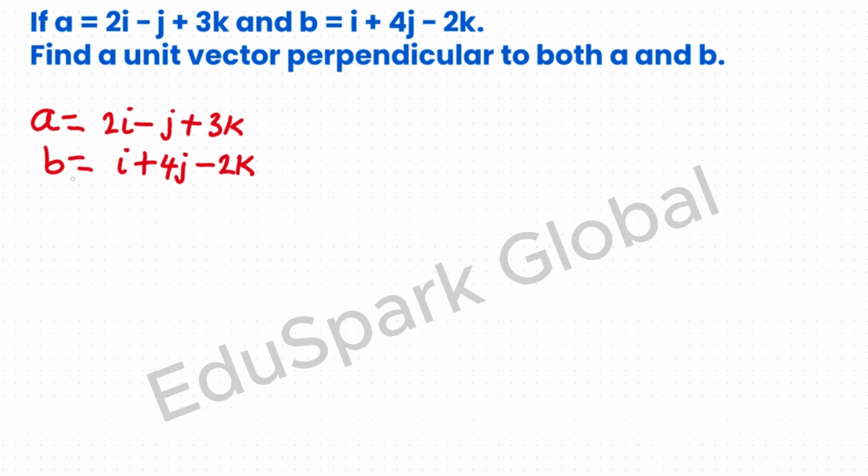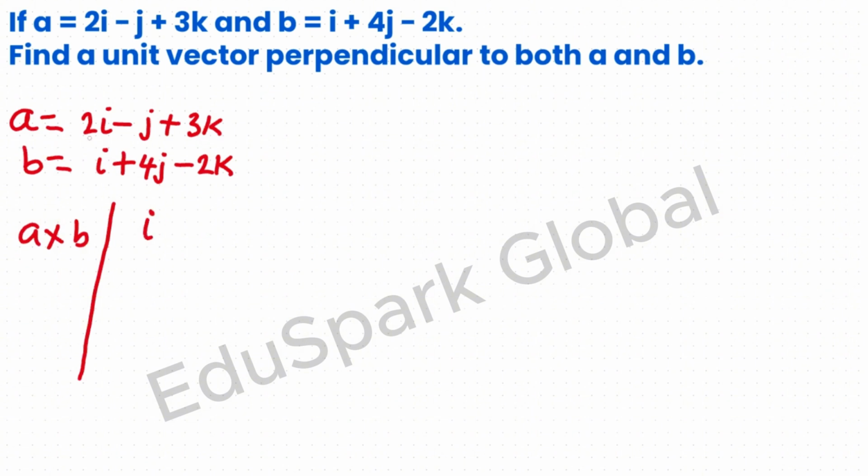Remember that in the cross product A times B, in terms of A, for the i you have 2. For the j, you have negative j, so the coefficient of j in this place is -1. Please pay special attention to the sign, okay? For the k, we have 3. So let's go for B. For the i in B, we have 1. Then for the j, you have +4, and for the k, you have -2.